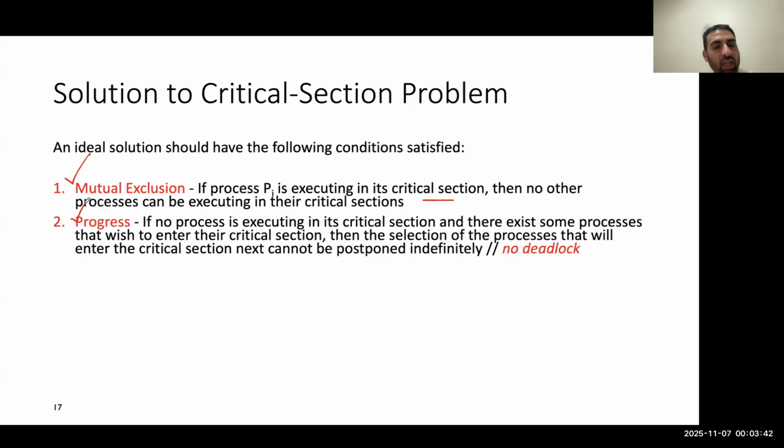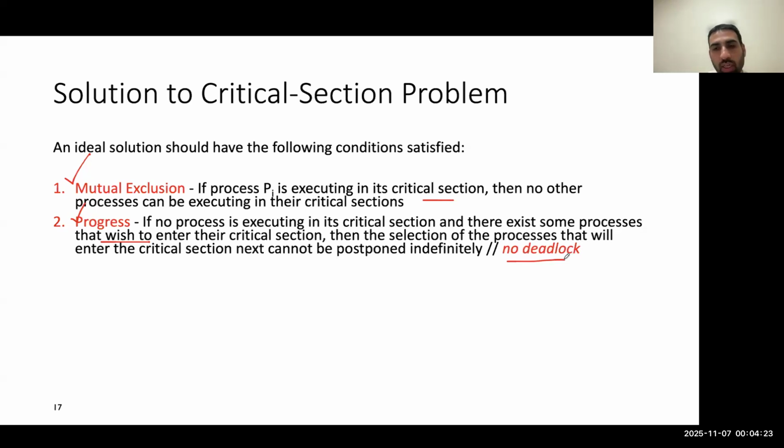Second, progress, which basically means that if there is no process executing in the critical section, and there exist some processes who wish to enter the critical section, then they should be allowed to enter without being postponed indefinitely, which basically means no deadlock. So for example, as long as there is at least one requester to enter the critical section, then they should be allowed to enter the critical section.